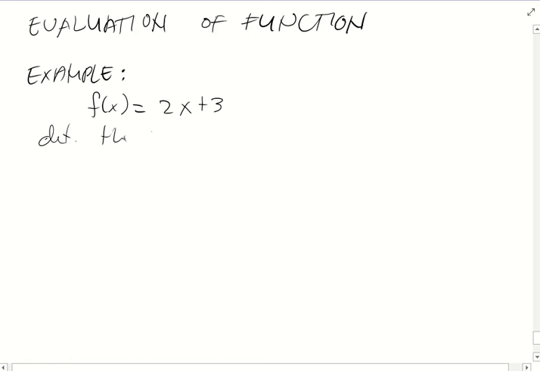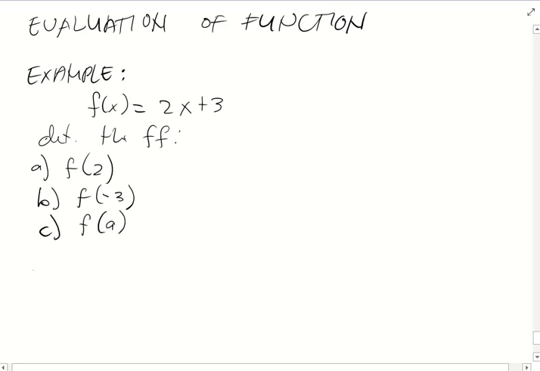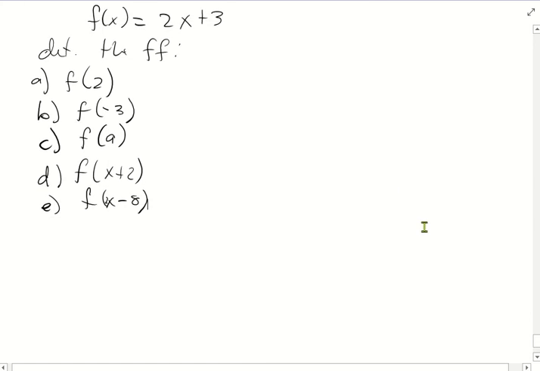Now I want to determine the following. A, what is f of 2? B, what is f of negative 3? C, what is f of A? D, what is f of x plus 2? Letter E, what is f of 2x minus 8? So let's solve this. So remember, f of x is equal to 2x plus 3.